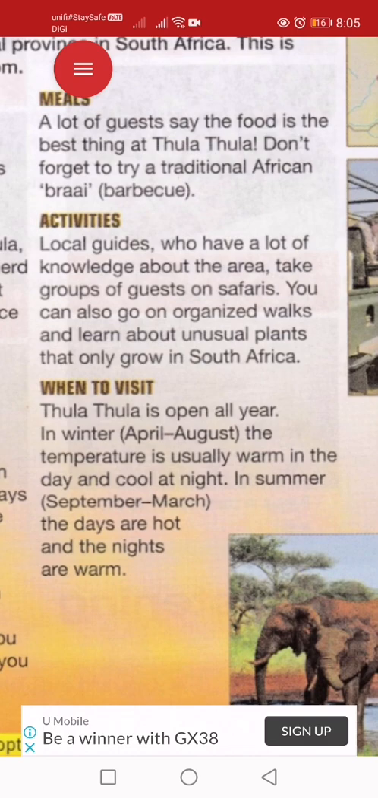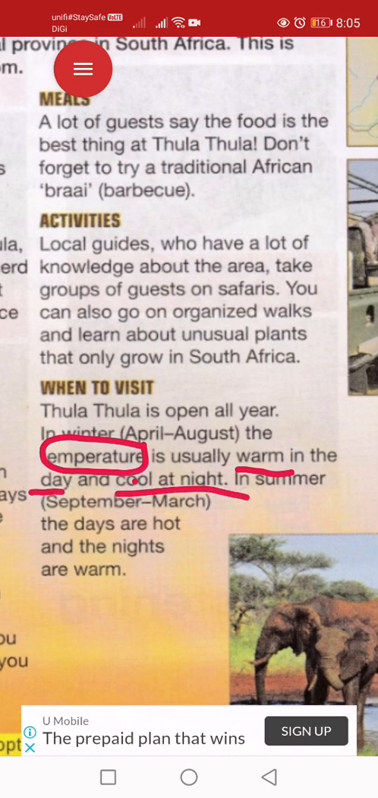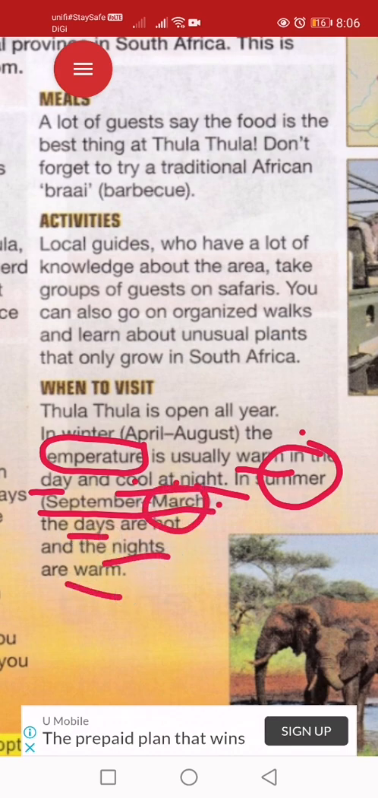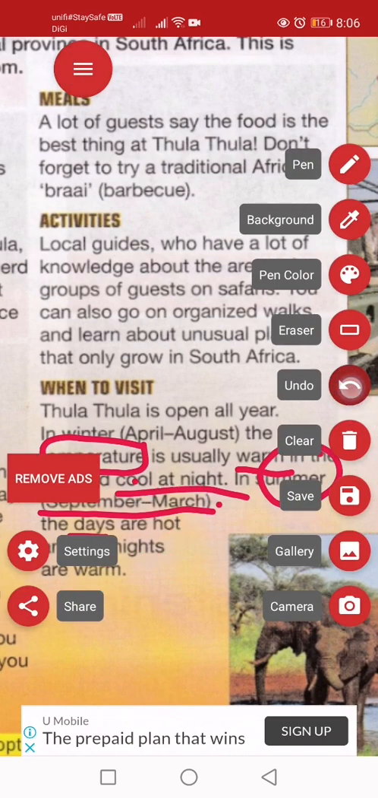degrees Celsius, macam Kundasang begitu saya mungkin lah. Okay, the temperature is usually warm. Okay, dia punya suhu is usually warm. Biasanya suam-suam panas in the day, di pagi, and cool at night, dan sejuk di malam. In summer ialah musim panas, September to March. The days are hot, hari-hari sangat panas, and the nights are warm. Malam dia ialah suam-suam panas begitu.